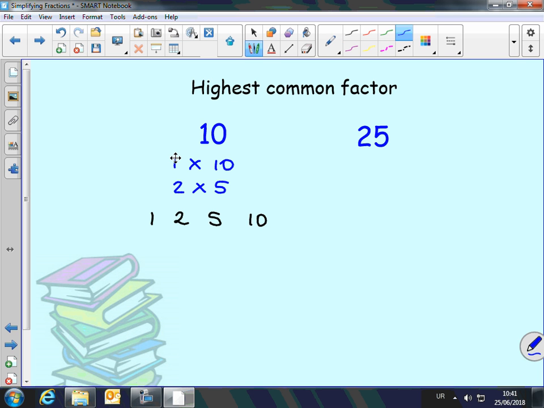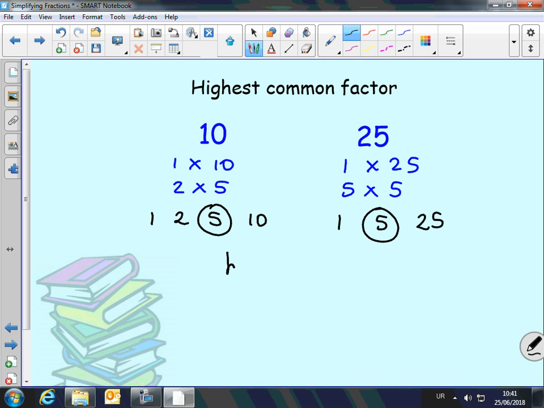We'll do exactly the same for 25. 1 times 25, and 5 times 5. Written out in order would be 1, 5, and 25. Now, looking at these two lists, what is the highest number that appears in both? We can easily see it is 5. So your highest common factor, HCF for short, is 5. Now we're going to use that to help us simplify fractions.